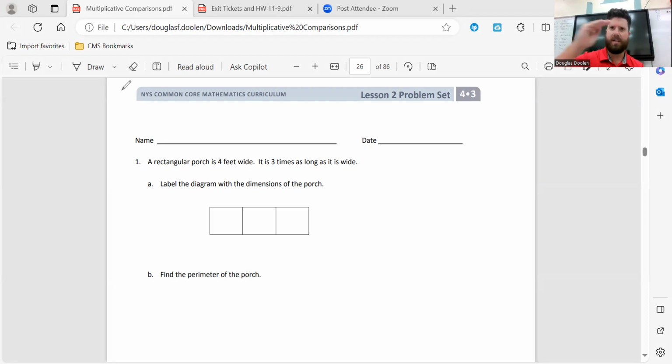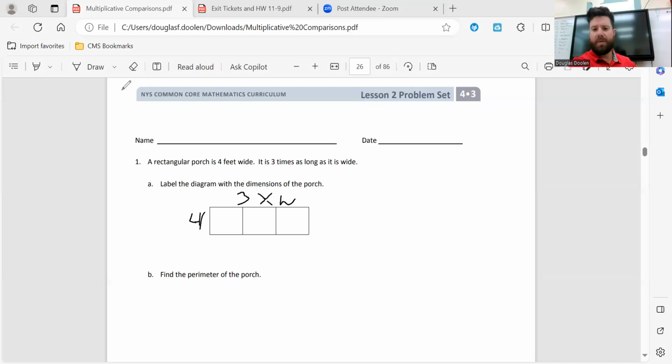Looking at that, are we going to use the top that's separated into 3 sections, or are we going to use the side that's separated into 1 section? We're going to use the side, right? Because that's our width. So we're going to put a 4 on the side there. It's a little bit tough to do with my finger. So there's our 4. It is 3 times as long as it is wide. Well, the top we can label as 3 times our width.